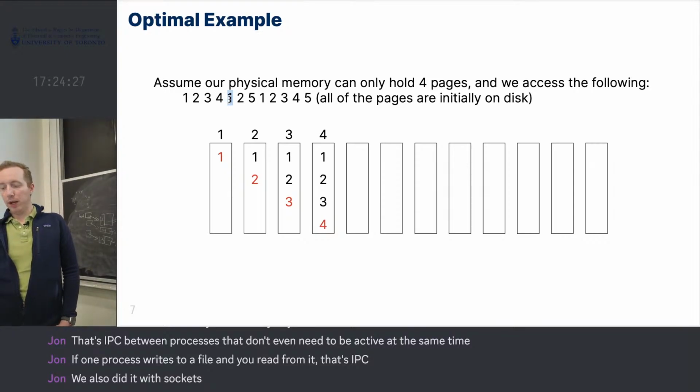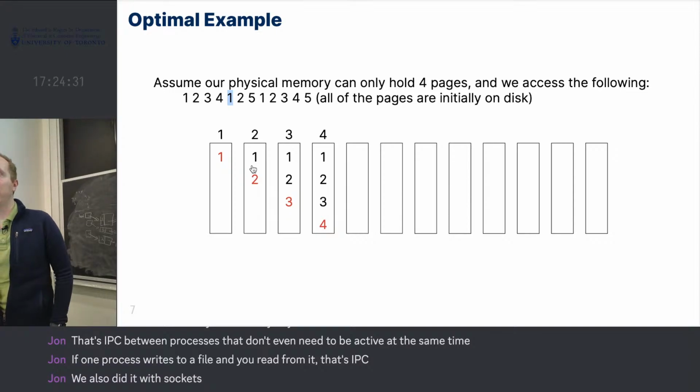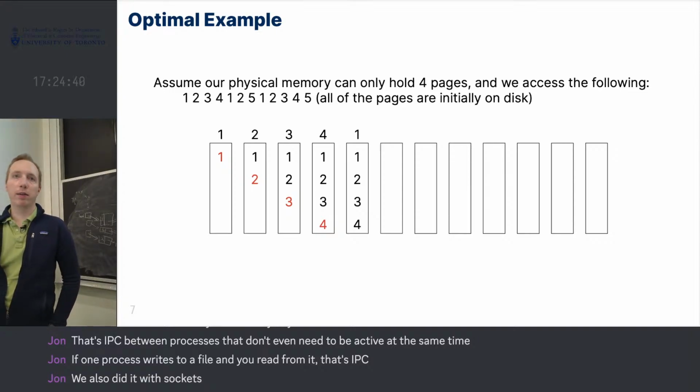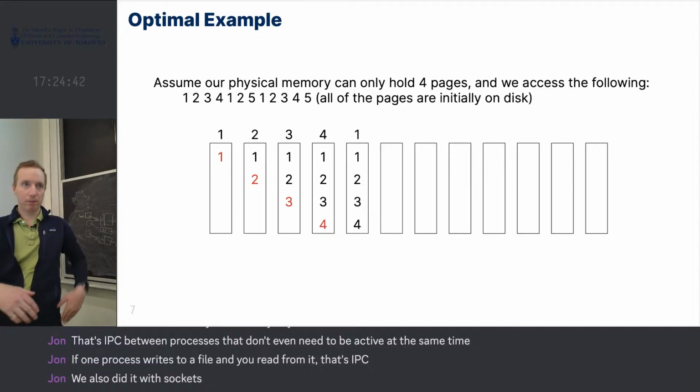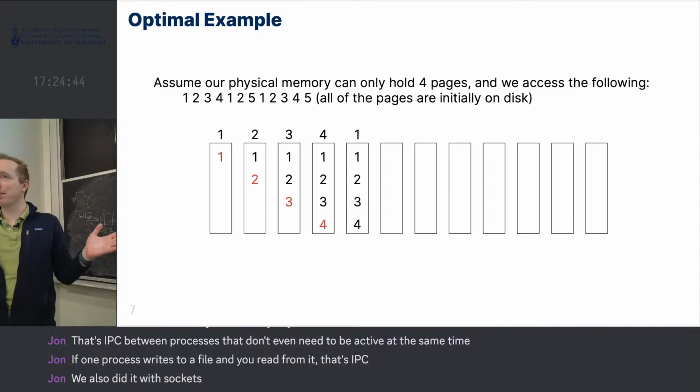All right, so now what happens if I access page 1? Nothing happens. It's already in memory, right? I don't have to read it from the disk. So I just rewrite what's in memory. I don't have to move it. There's nothing in red, so I don't have a new page fault. Clear? Kind of.